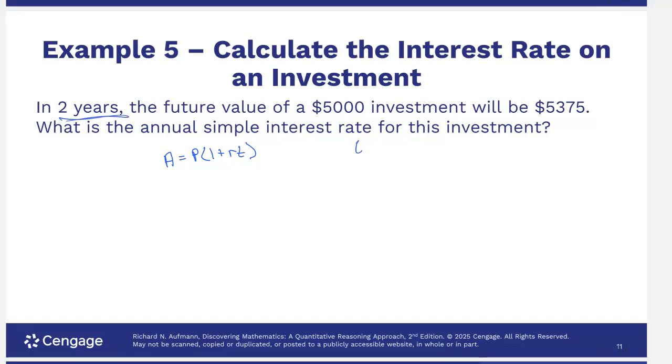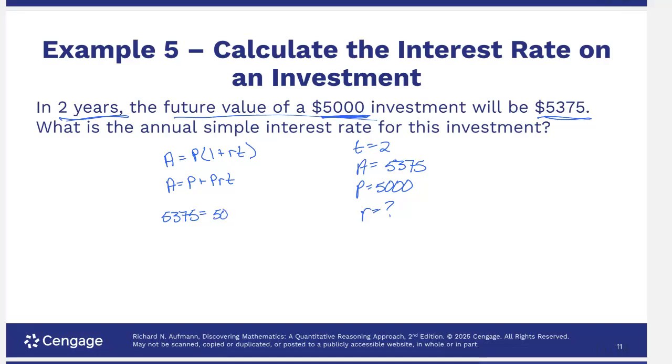In 2 years, so there's our time, the future value will be 5375, and that was if we invest 5,000. We want to know what the interest rate is. So I'm actually going to think about this as if I distribute. So I know A is 5375, P is 5,000, and time is 2. So I'm just going to plug everything I know into my formula here.